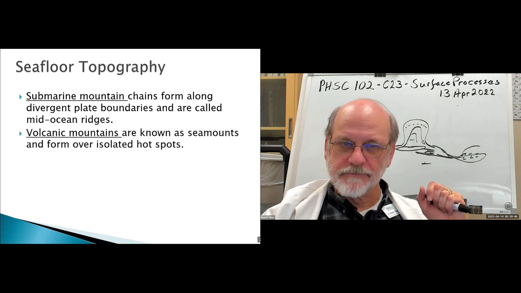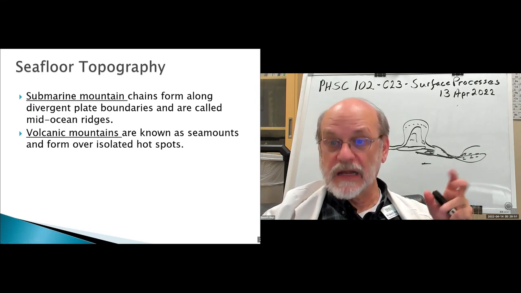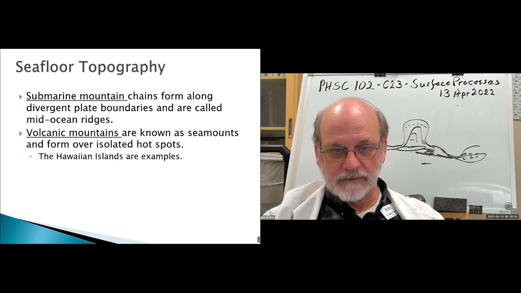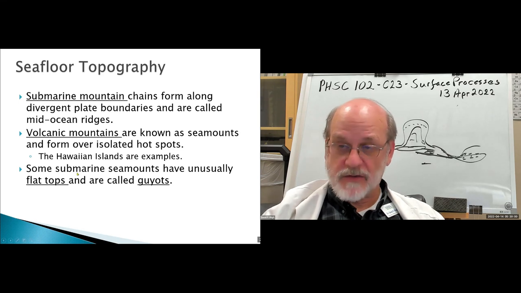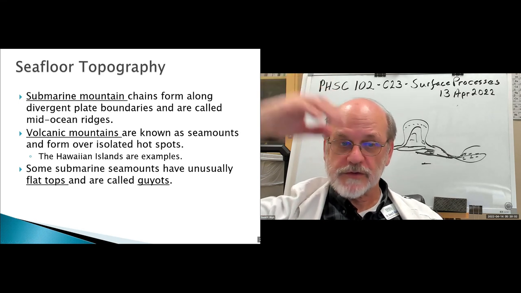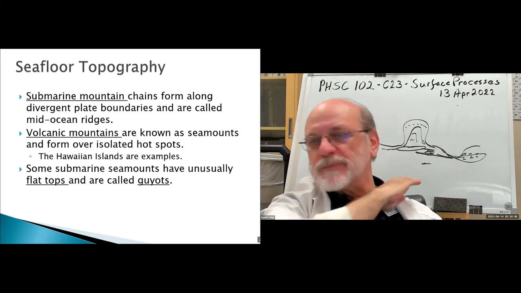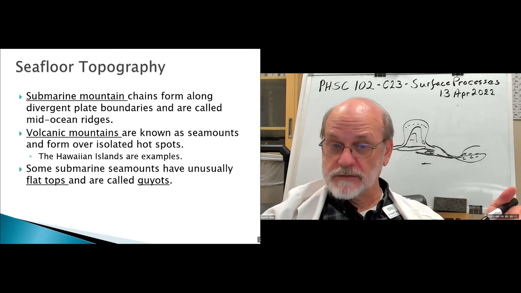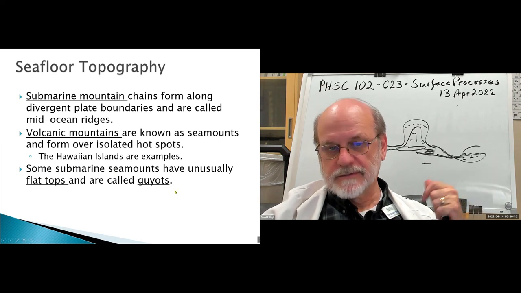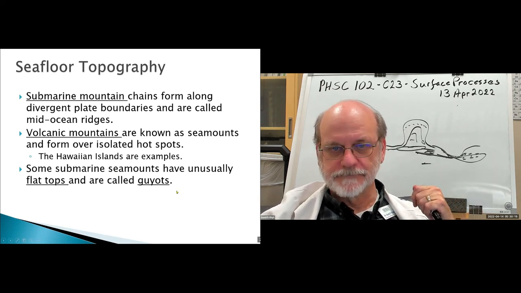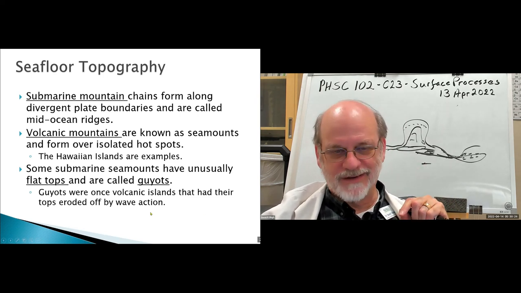The volcanic mountains are usually positioned over hot spots, like the Hawaiian Islands, for instance. You can get submarine seamounts, that is, those have not broken through the surface, or have broken through the surface, but it's kind of like the top's been chopped off. That's due to erosion. And these flat top seamounts are called guyots. They used to be volcanic islands, not anymore.